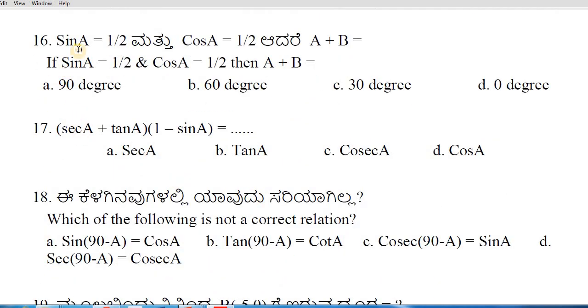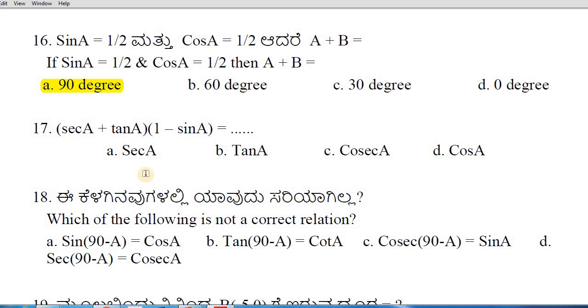Question number 16. Sin A equals 1 by 2 and cos B equals 1 by 2. Then A plus B is equal to. Given options are 90 degree, 60 degree, 30 degree, 0 degree. So it is a very simple one, children. For what value of sin is 1 by 2? That is 30 degree. For what value of cos is 1 by 2? That is 60 degree. So 30 degree plus 60 degree, add, it gives 90 degree. Hence here the correct option is A.